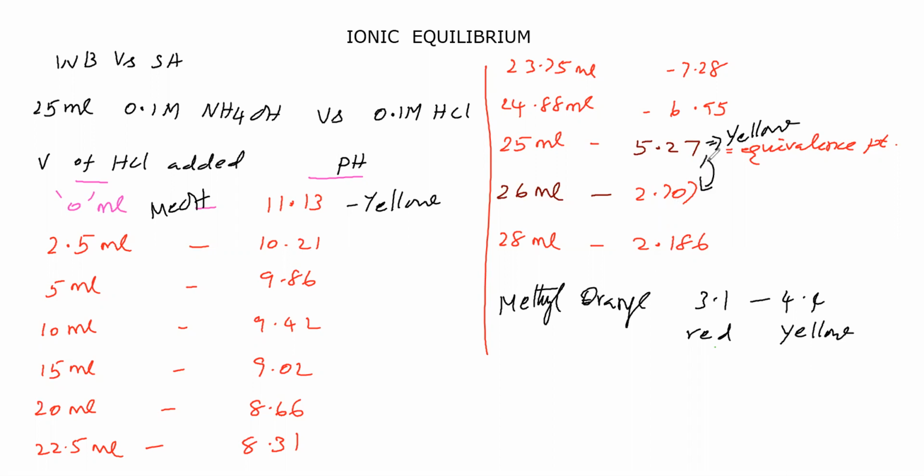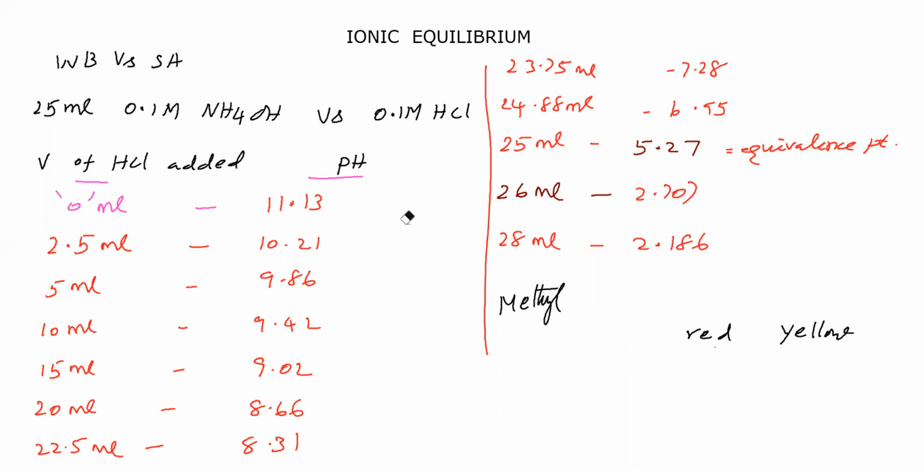Here only what is happening? The color changed to red. So after the equivalence point only the color is changing. Therefore, this methyl orange we can use as a suitable indicator for this titration. That means using methyl orange we cannot find the equivalence point, but we can find an end point. For finding the end point we can use a methyl orange indicator. It is not giving the equivalence point, it is giving the endpoint. That endpoint is after the equivalence point, but closer to the equivalence point.